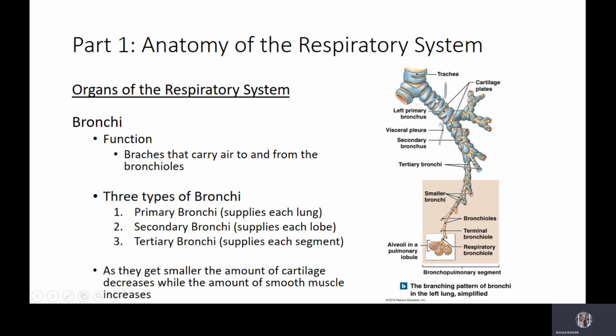And notice as the bronchi get smaller and smaller and smaller, you'll see that they slowly start to lose that C-shaped cartilage, and rather there will be different plates of cartilages that will hold it open. And also, as we decrease the size and the diameter, the amount of smooth muscle will also increase. So primary, secondary, and tertiary bronchi.